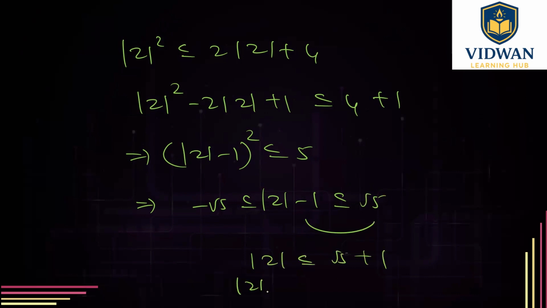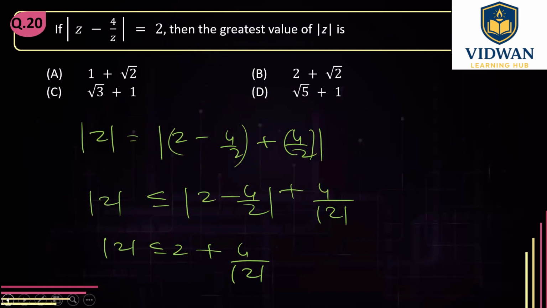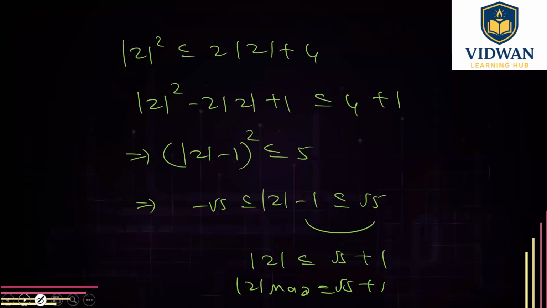So what is the maximum value mod Z can have? Root 5 plus 1. So let's look at the options now. So we have option D as the right answer. So with this, we have completed inequalities involving modulus.